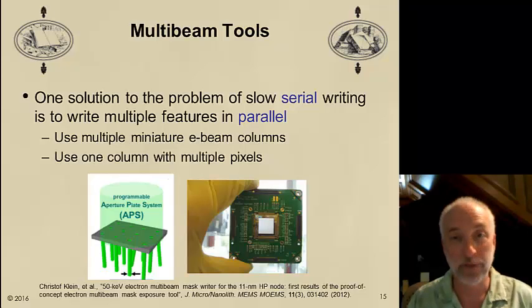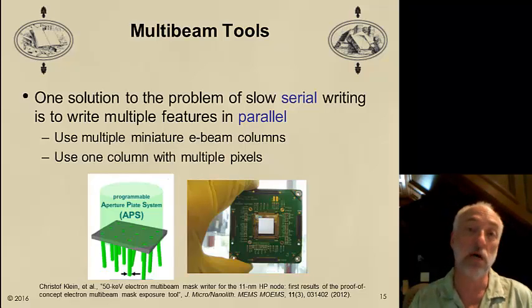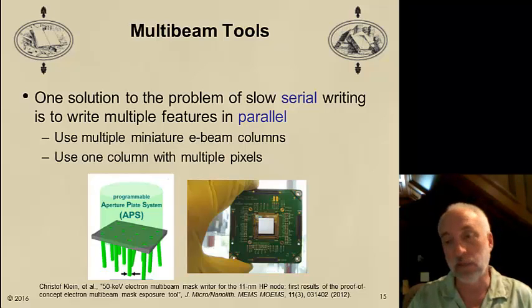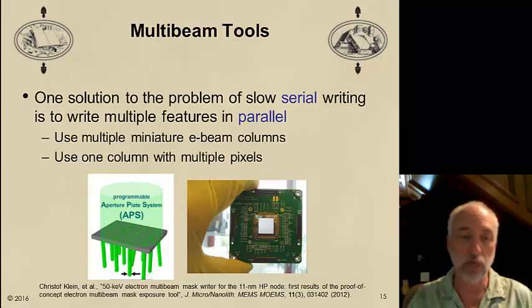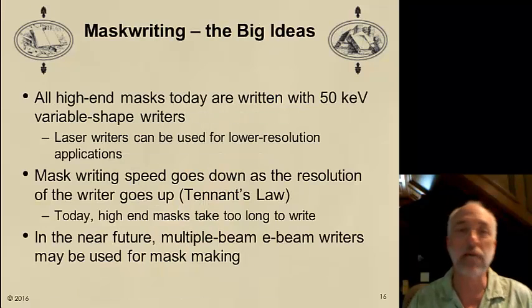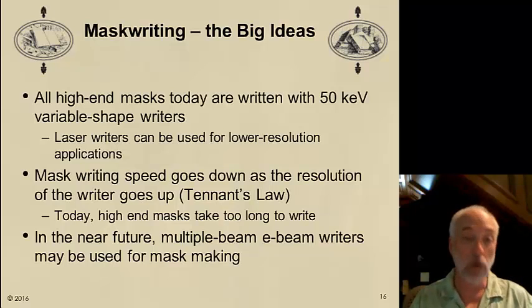These tools are not yet commercially available, but I think we're going to see them on the market within the next few years. And this might solve our problem with write times as we hit the 10 nanometer node and below. So what are the mask writing big ideas? All high-end masks today are written with 50 kV variable shape writers. We do have laser writers for our lower resolution applications, but E-beam is the technique for high-end masks today. Mask writing speed goes down as the resolution of the writer improves. This is called Tennant's law. It's an ugly trade-off, and as a result, high-end masks today are taking too long to write. It's becoming a big problem.